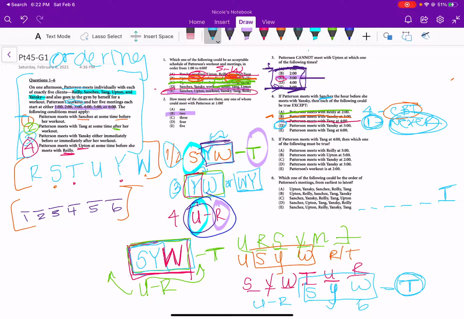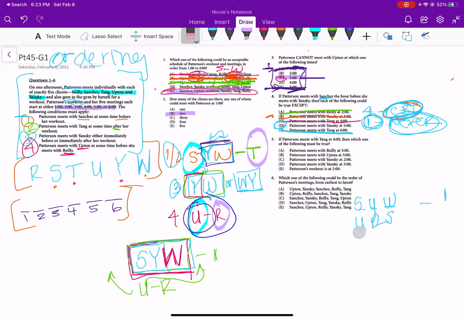Next up, we have number 5. So if Patterson meets with T at 4, then which of the following must be true? So it must be true means that it happens no matter what, like guaranteed 100%. So we're going to go ahead and just plug it in. 1, 2, 3, 4, 5, 6. If Patterson meets with T at 4 o'clock, what must be true?